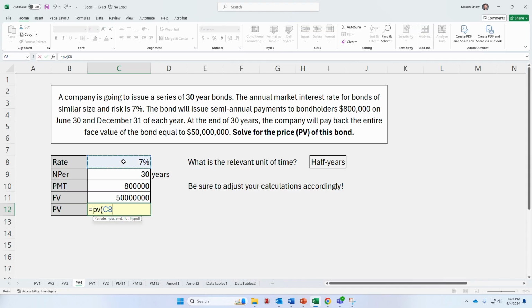We'll take the rate, divide it by 2. Take the number of periods and multiply it by 2. Here's our payment, future value, and we get roughly $26 million. This means that collectively, debt investors would spend about $26 million to purchase this series of bonds, and this would also be that same amount of capital the company is able to raise by selling them.